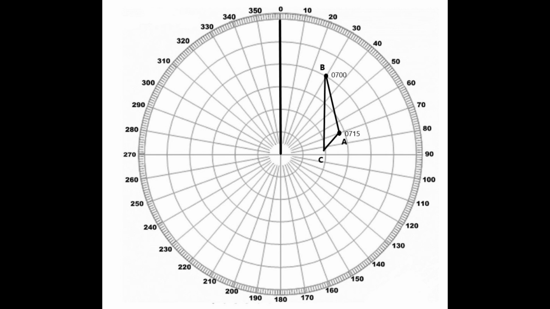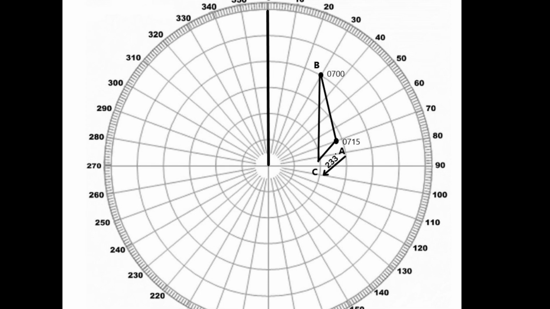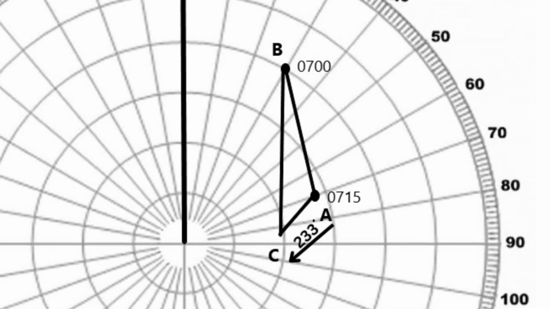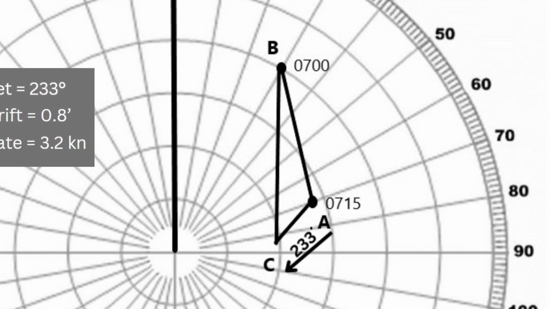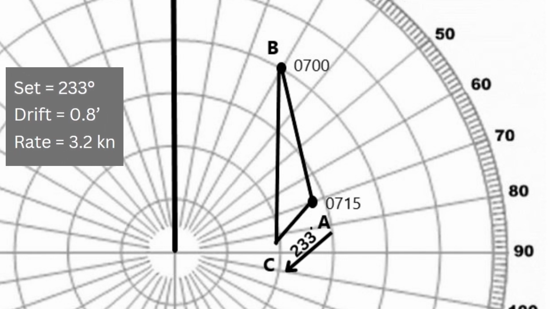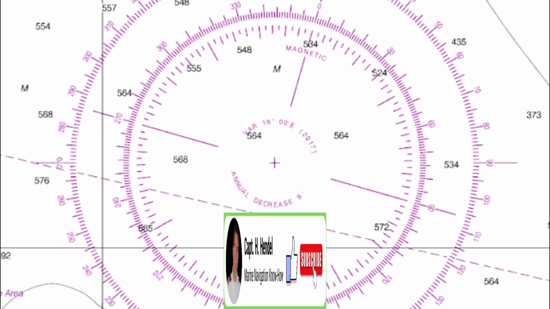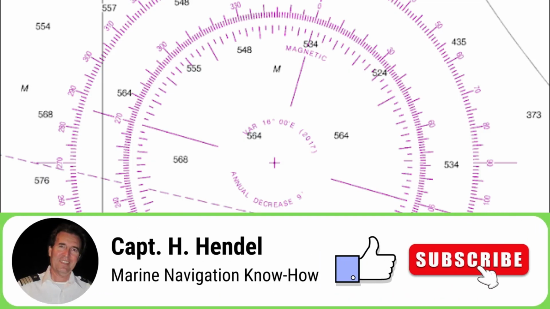Because the target is known to be a stationary vessel, its apparent motion from C to A must be due to the current setting the observer in the opposite direction, from A to C. Therefore, the set is 233 degrees, and the drift is 0.8 miles in 15 minutes, which gives a rate of 3.2 knots. And that's how you find current set and drift by radar plotting.